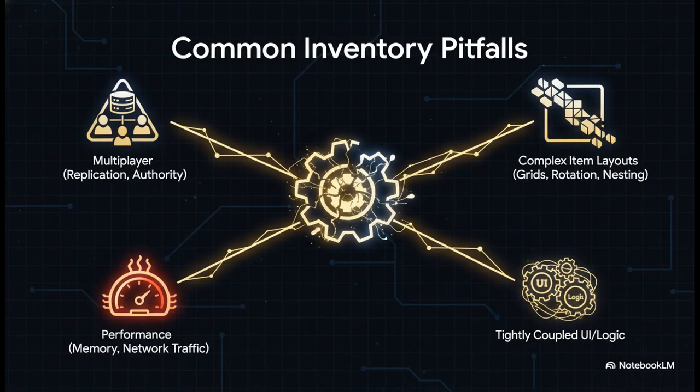And here's why it becomes a nightmare. You're trying to juggle all of these different things at once. You need rock-solid multiplayer where the server is always in charge. You've got to handle crazy layouts, like grids where items can rotate, or even putting bags inside of other bags. And all of that has to run super smoothly, without eating up memory or choking your network. But the classic mistake? Tying your UI code directly into your game logic. That makes your whole system fragile, full of bugs, and basically impossible to add new features to later on.